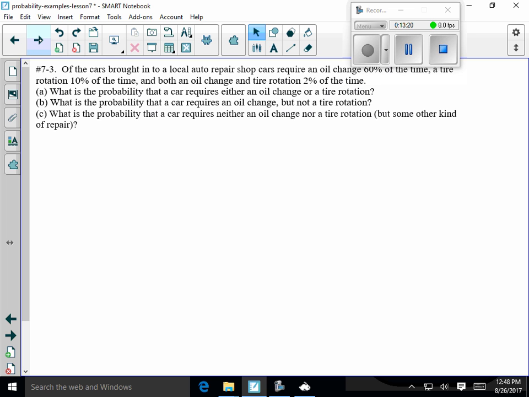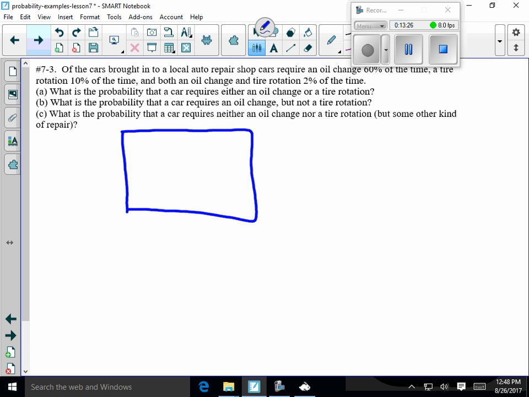Okay, so we're going to use the Venn diagram approach again. If I made a Venn diagram for this situation, there are two kinds of repair that we're talking about: oil change, right, and tire repair. So I'm just going to abbreviate those, oil and tire. And presumably outside those are other types of repairs. Okay, so let's go back and fill this in.